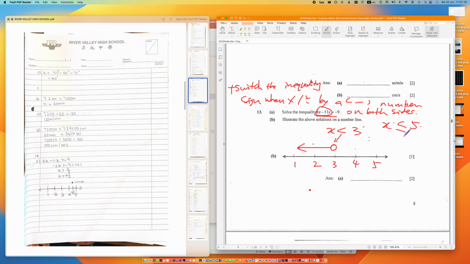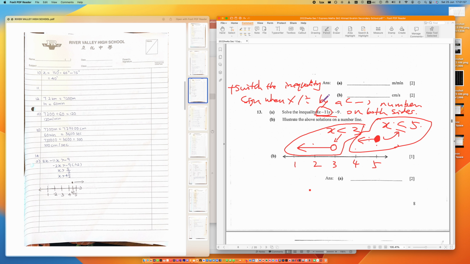So if you need to do x smaller than or equal to 5, because there is an equal sign, it's a solid. Smaller is left or right? Left. So just do this. Okay, that's it. So I have represented both. Of course, this question does not require this one, but I just demo to you.